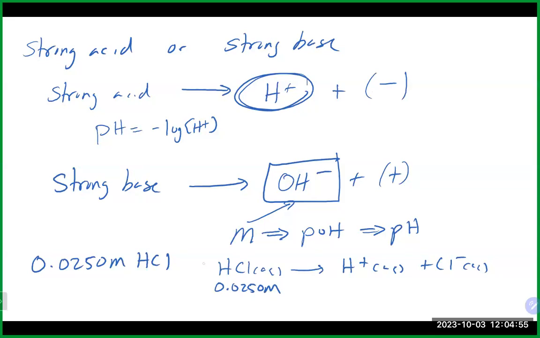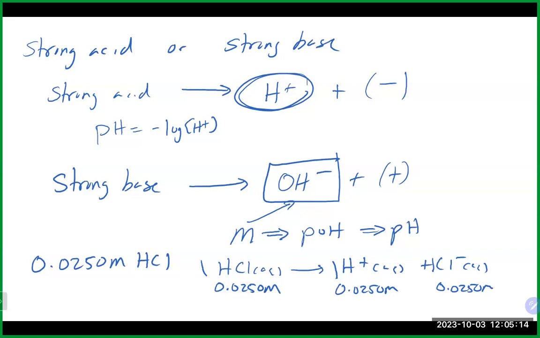It's a 1-to-1 relationship, right? So this guy would be 0.025 molar. The Cl minus would also be, in this case, a 1-to-1 relationship, right? Which would be 0.025 molar. That is how molarity works, right? You base it on the coefficient and you multiply it.